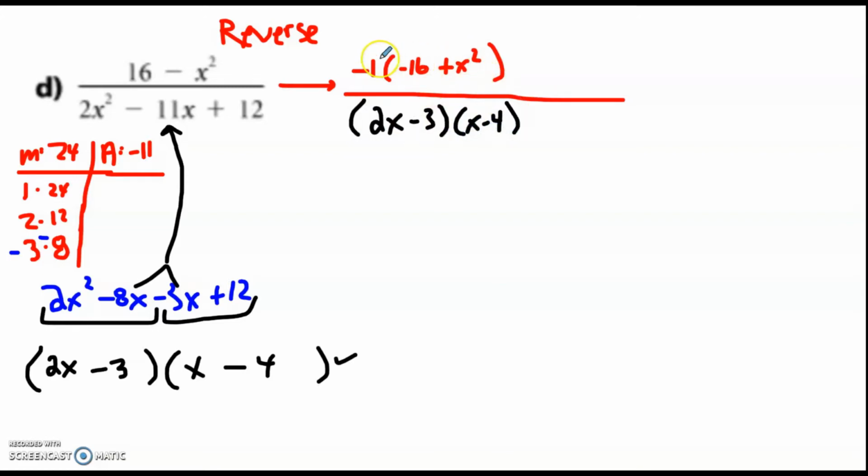Now, up here, I pulled out the -1. I'm going to go ahead and change the order of these. So I'm going to write positive x squared minus 16. So x squared minus 16. And we know that this factors out. It's a difference of squares. So I'm going to go ahead and do that as well. So I'm going to erase this, and I'm going to write x minus 4 and x plus 4.